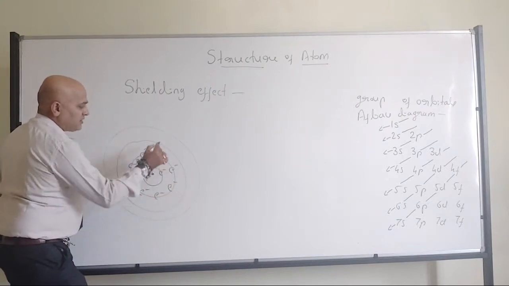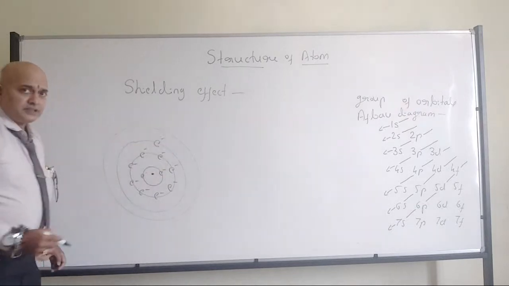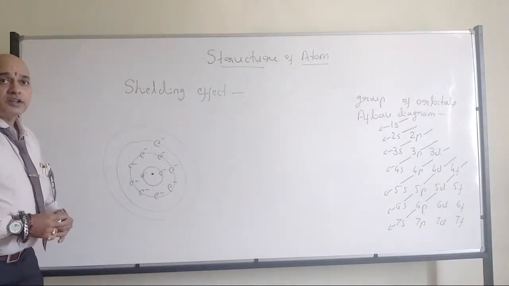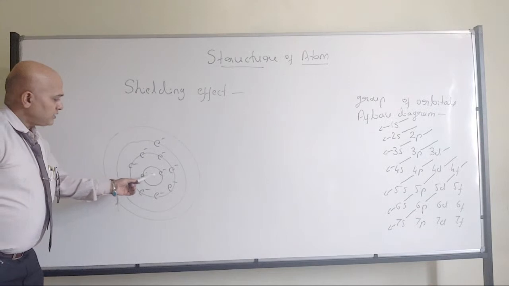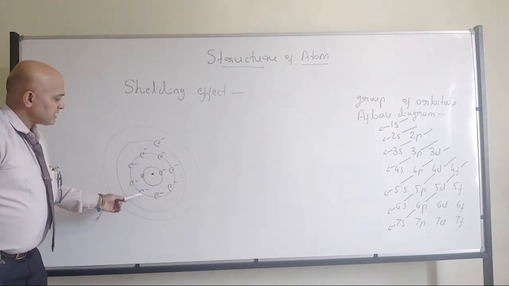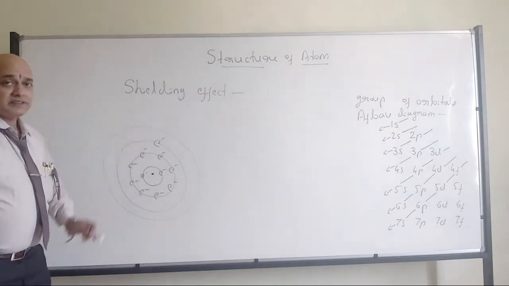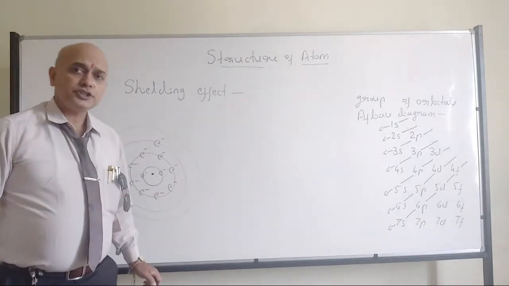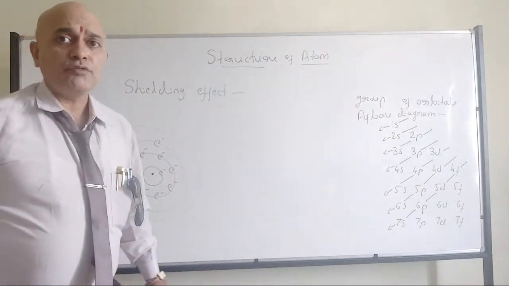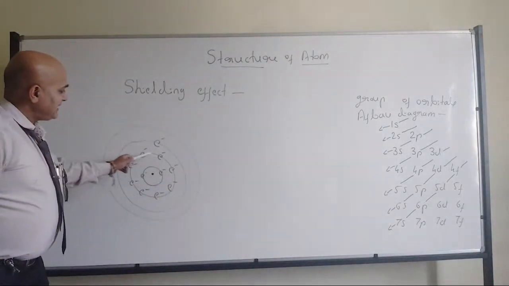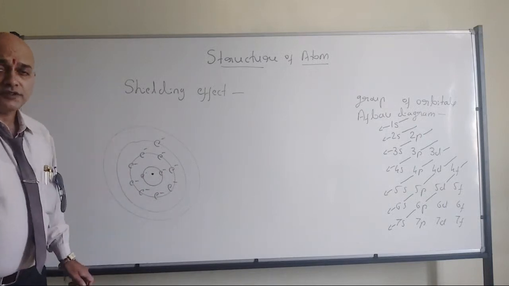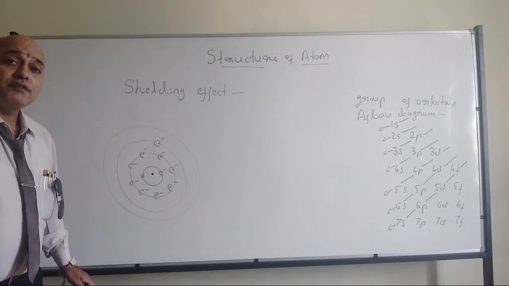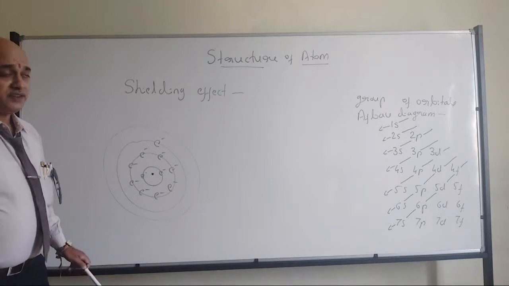So 8 electrons, then another 1 electron. That means I am talking about sodium. So 1, 2, 3, 4, 5, 6, 7, 8, 9, 10, 11. That's how electrons will be distributed. So you will understand why I have shown only 8 electrons here. Okay, that one I will explain when I will be talking about electronic configuration.